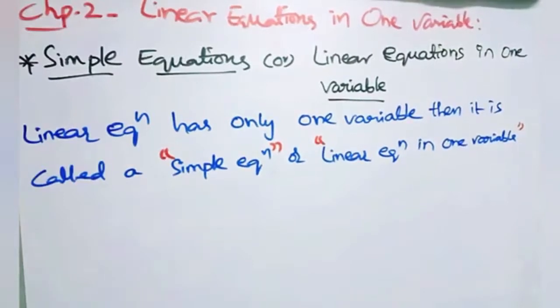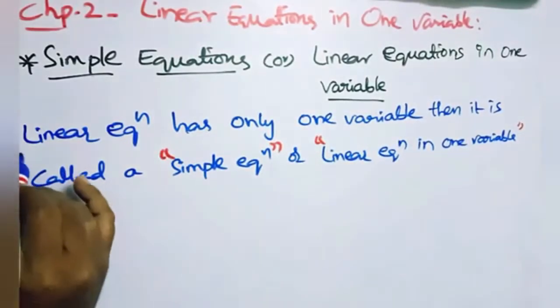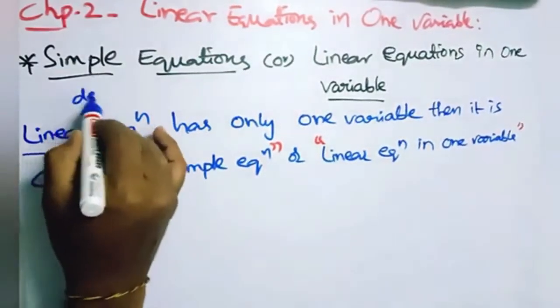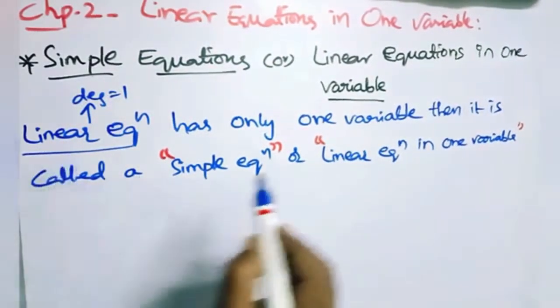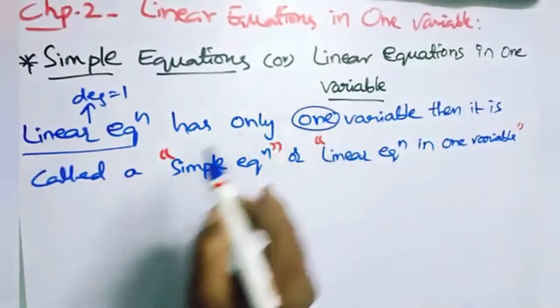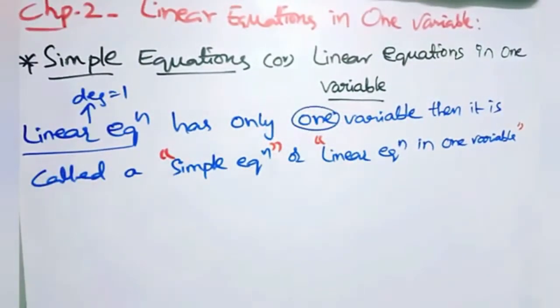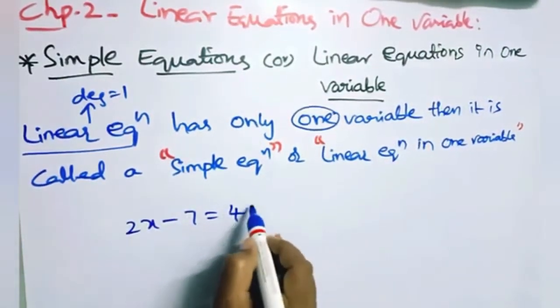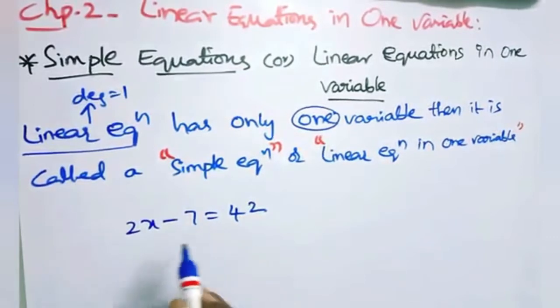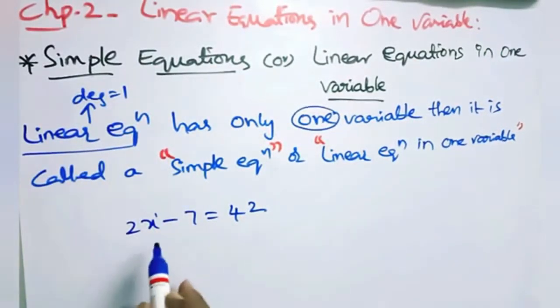Next, simple equations, or linear equations in one variable. Just now we discussed linear equations. A linear equation is one which has degree equal to 1. If an equation has degree equal to 1 and we have only one variable, then it is called a simple equation or linear equation in one variable. For example, 2x minus 7 is equal to 42 is a linear equation. Why? Because it has degree 1 and only one variable, that is x.